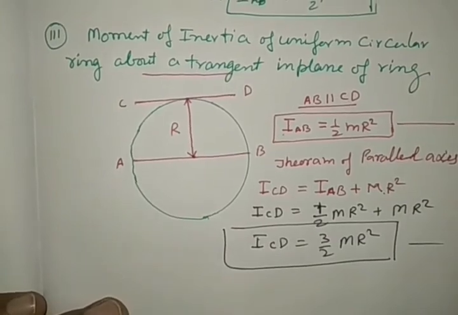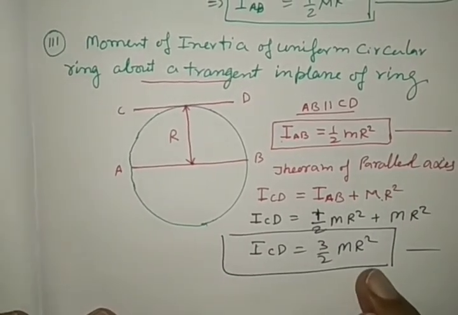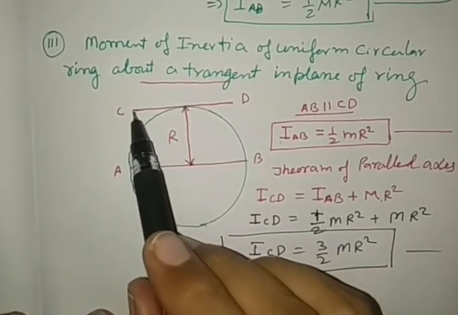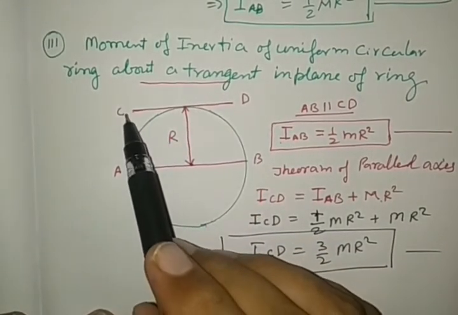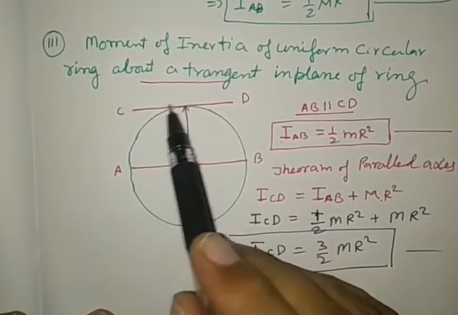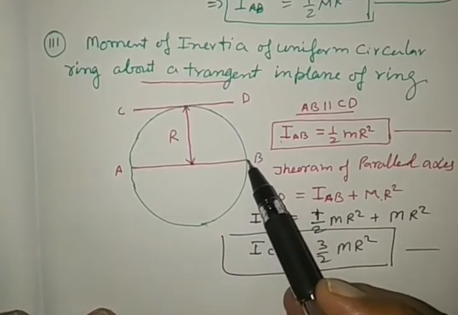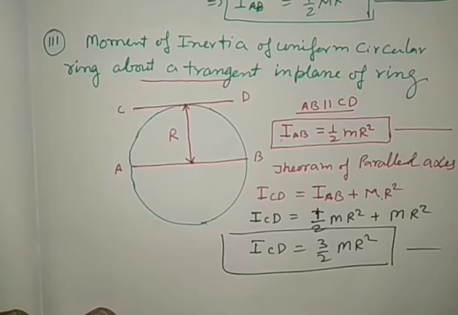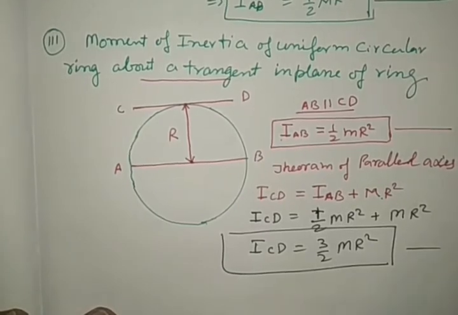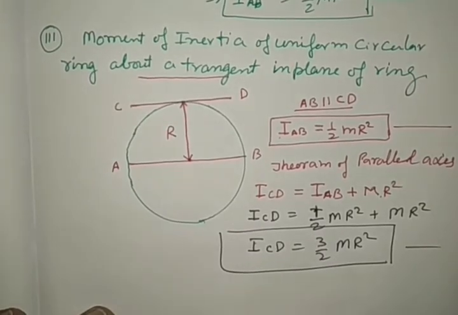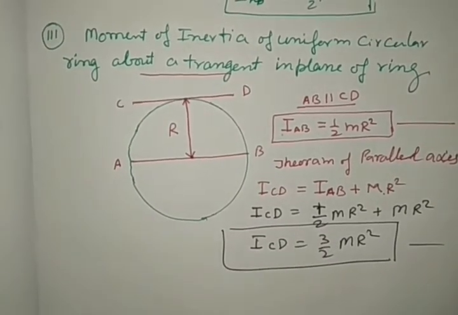See in the box. This is the moment of inertia of a uniform circular ring about an axis passing through the tangent from one point of the ring and parallel to any one of the diameters, or lying in the plane of the ring. It is given by this formula: ICD is equal to three by two mr square. Now we are going to obtain it for one different axis of rotation.